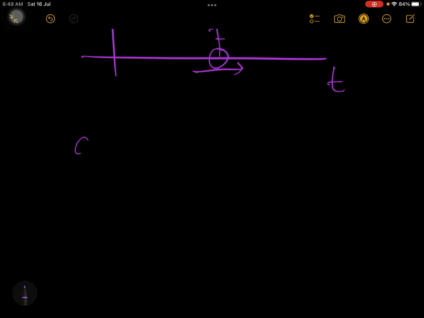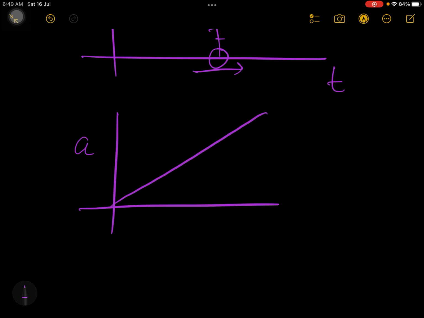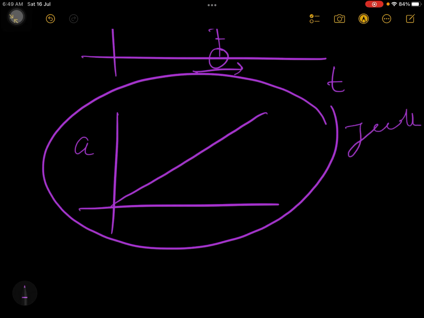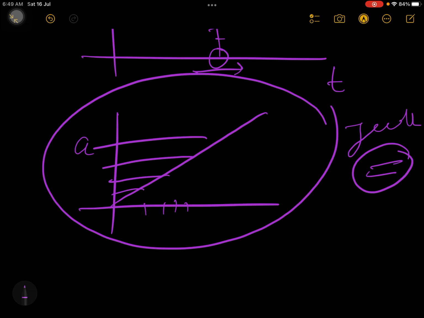But what if your a itself is changing with time? So this kind of graph becomes an example of jerk. It means at every second you have a new acceleration. At every second you have a new acceleration. Jhatka lagega, jhatka. You understand? Jhatka. Okay.